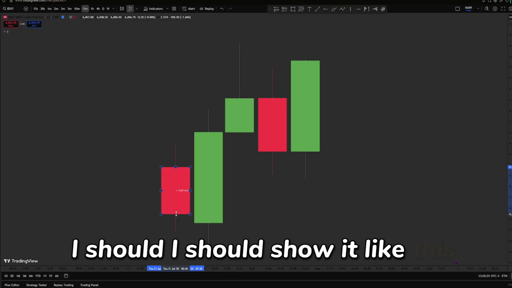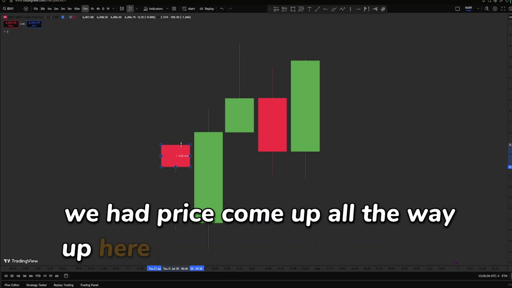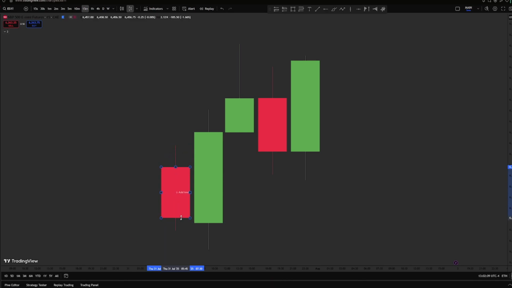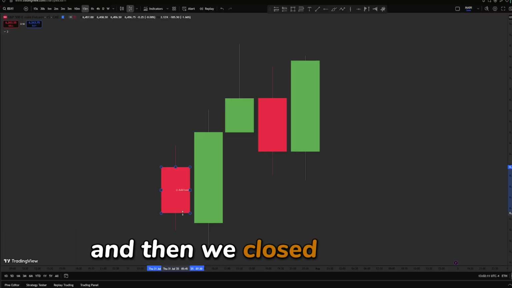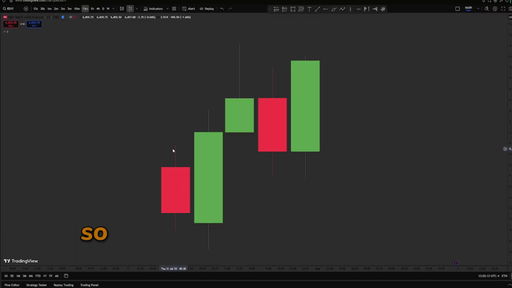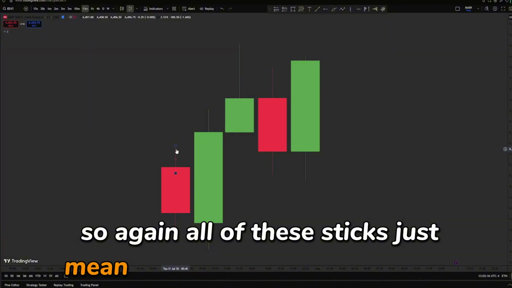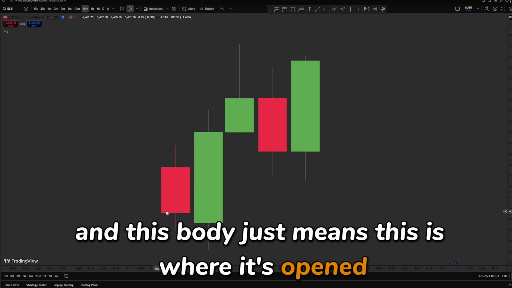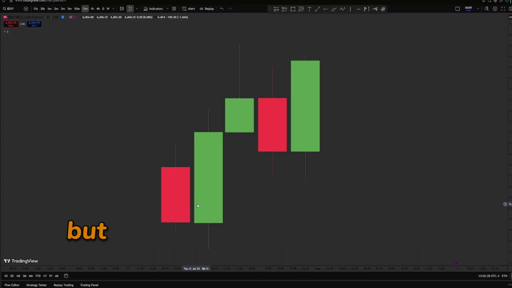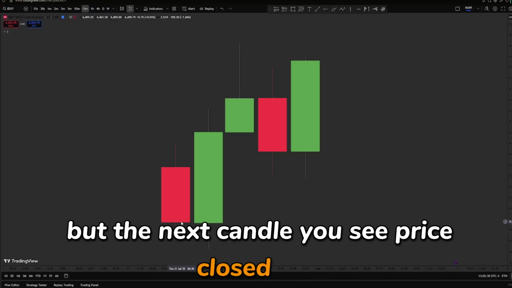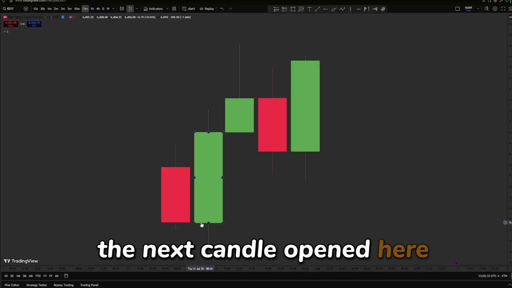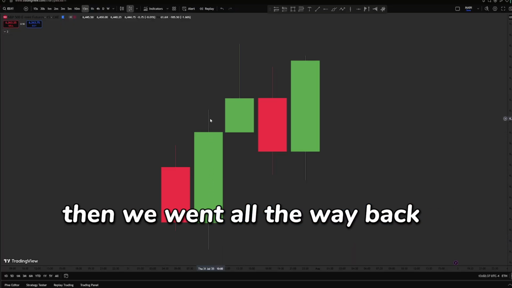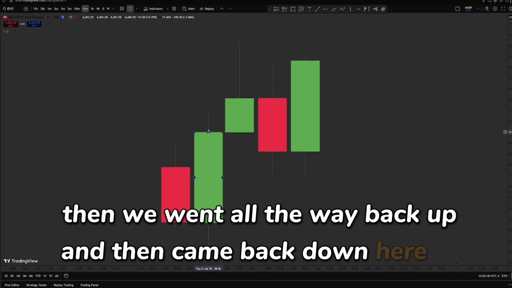Oh, sorry, actually, I should show it like this. We had price come up all the way up here and then came back down here, and then we closed just there. So again, all of these sticks just mean this is where price has gone, and this body just means this is where it's opened and this is where it's closed. But the next candle, you see price closed here, the next candle opened here. Price came down, then we went all the way back up, and then came back down here to close.